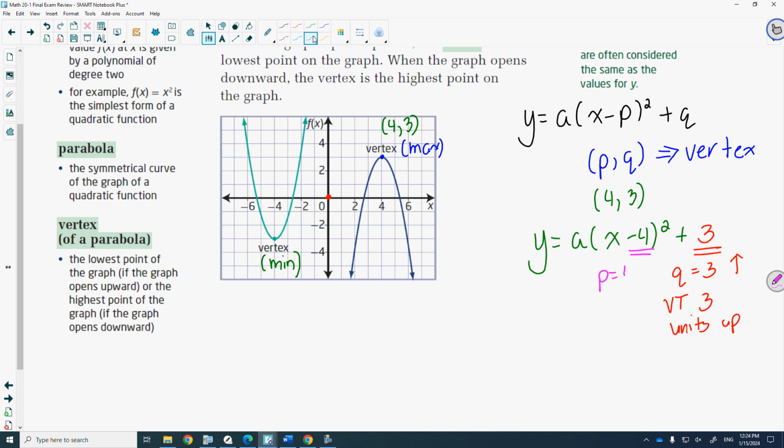The p value, so it's not -4. P is equal to 4. That's going to move your graph left or right. That is a horizontal translation, 4 units, and then you say the direction, and this would be going right.